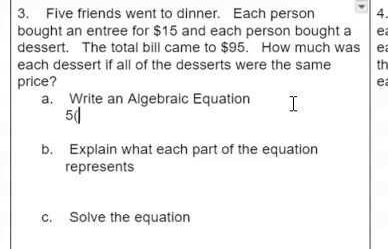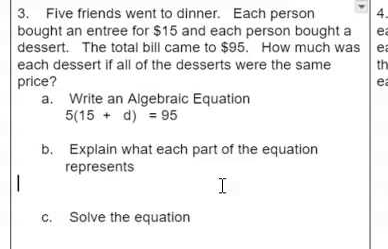So we've got 5 people. They're all buying an entree. We're going to use E for entree. Again, doesn't matter. Pick your favorite letter. They're all buying an entree, and they're all buying a dessert. Now, the entree we know is $15. So we're going to do $15 for the entree, and the dessert is D, for a total of $95.